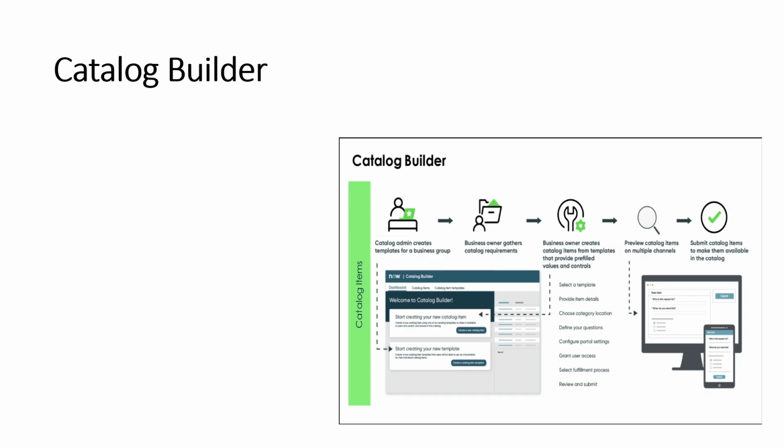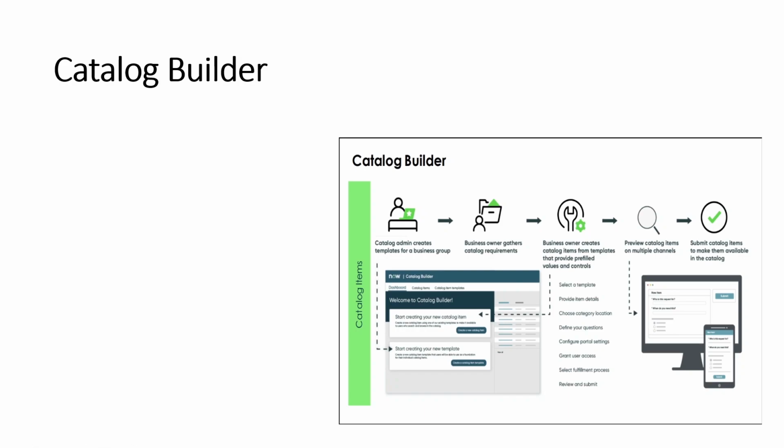Next, you can see business owners create catalog items from templates that provide predefined values and controls. That is the reason you should use a template. A template, not only in ServiceNow but in general, is where all the predefined values are there, so that you can use them and quickly create, in this case, a catalog item. Then you can preview catalog items in multiple channels, so you can test from a mobile phone and also from the laptop.